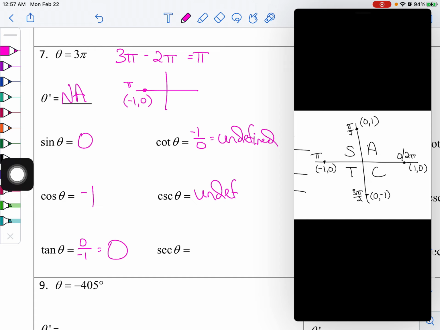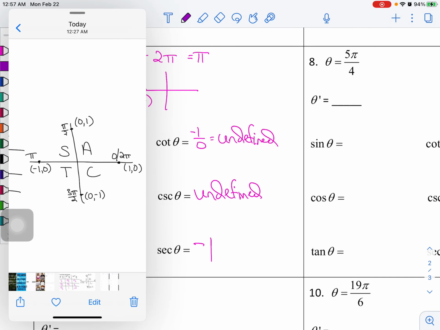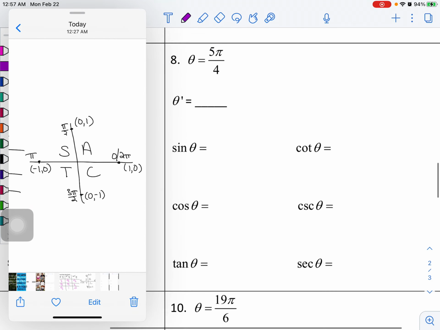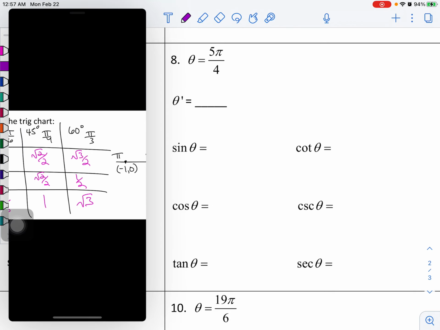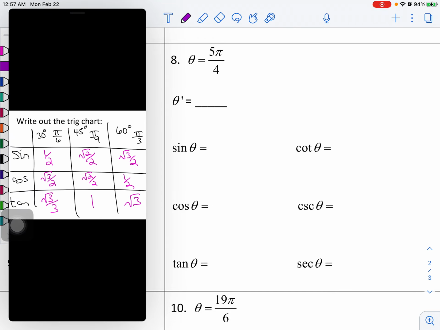Let's see, cosecant, the reciprocal to sine, that's going to be undefined. 0 does not have a reciprocal. And secant's the reciprocal to cosine, so that's going to be -1. So that takes care of problem number 7. I'm going to go ahead and slide on over to number 8 here.